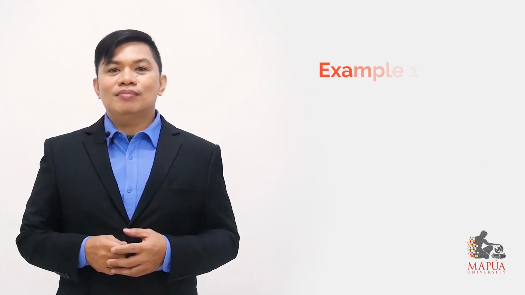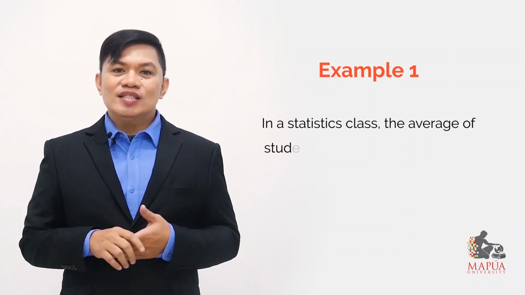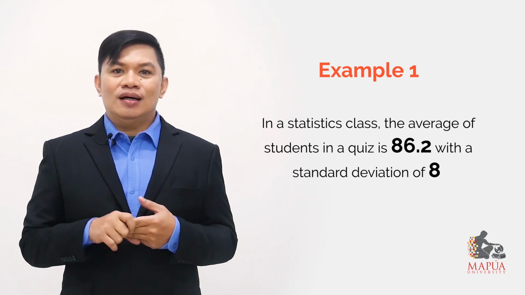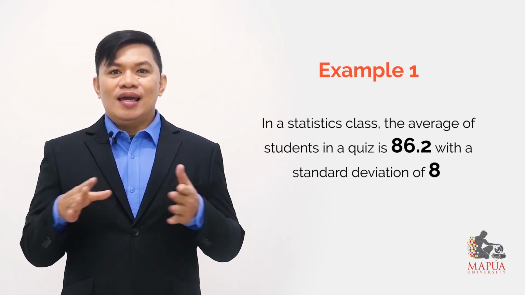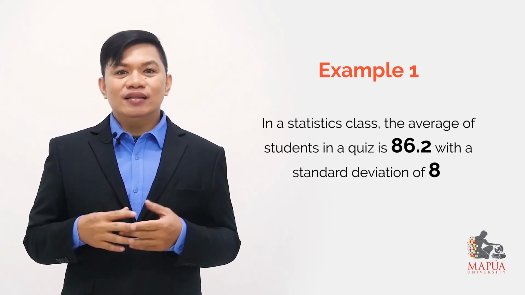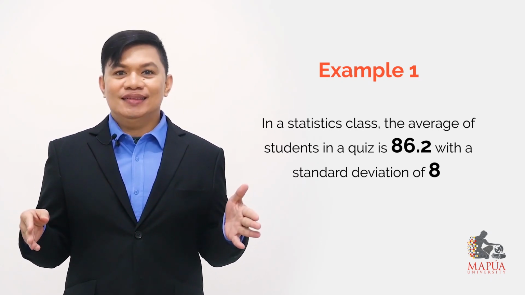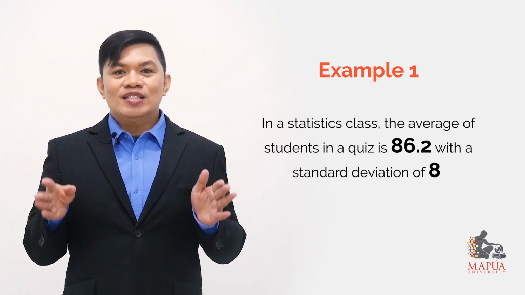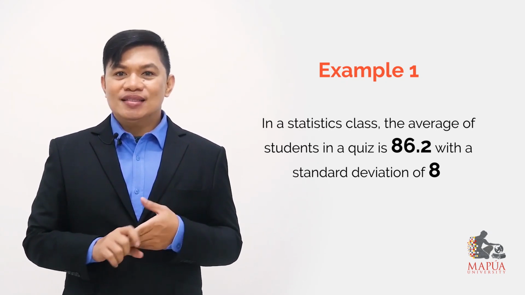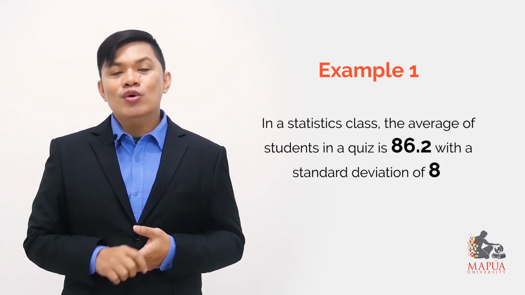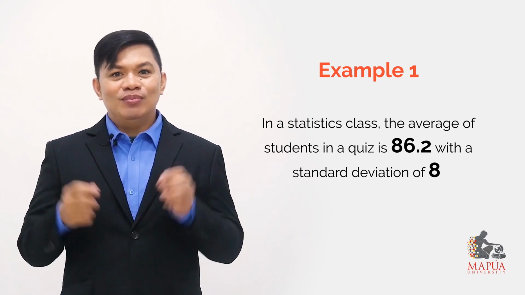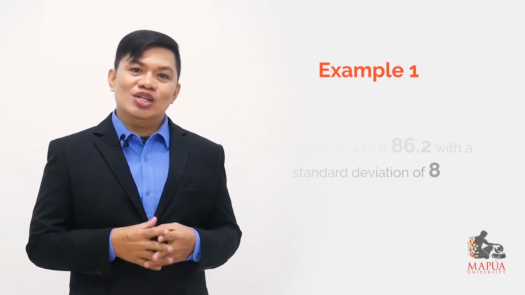Let's consider this example. Suppose in a statistics class, the average score of the students in a certain examination is 86.2 with a standard deviation of 8. Again, we have a statistics class with the average score in a test of 86.2 and a standard deviation of 8. We'll look into two questions.